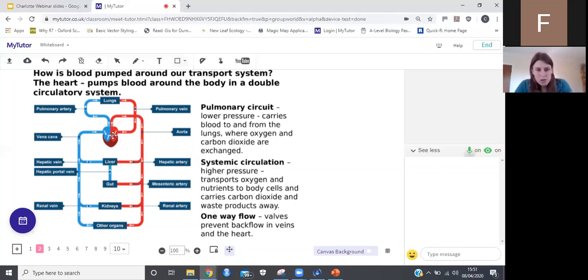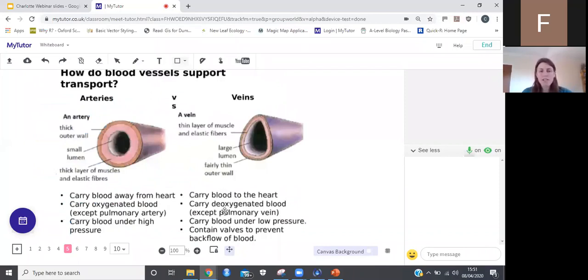So the key to remember with arteries is that arteries carry blood away from the heart. So that includes the aorta and then also the pulmonary artery there. So where on this slide I say that veins carry deoxygenated blood apart from the pulmonary vein, well, that's because the pulmonary vein is actually carrying oxygenated blood because it's been to the lungs and it's picked up the oxygen and it's taking the oxygenated blood back to the heart. So in general, arteries carry blood away from the heart to the body and veins carry blood back to the heart from the body, except for in the pulmonary circuit where it's the other way around.